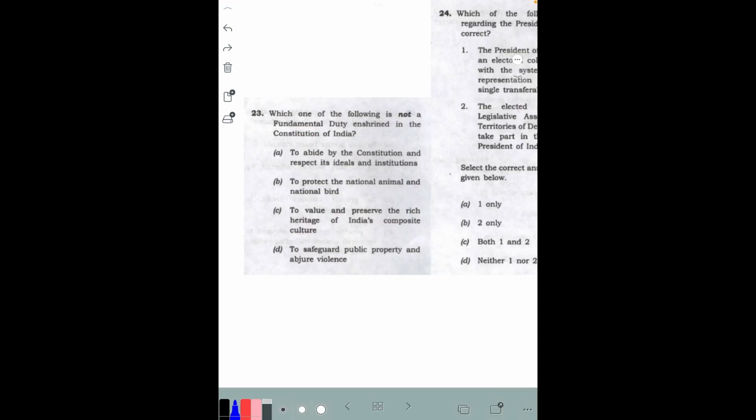23. Which one of the following is not a fundamental duty enshrined in the Constitution of India? Option A, to abide by the Constitution and respect its ideals and institutions. Option B, to protect the national animal and national bird. Option C, to value and preserve the rich heritage of India's composite culture. Option D is to safeguard public property and abjure violence. Total, there are 11 fundamental duties, out of which only B is the incorrect one.